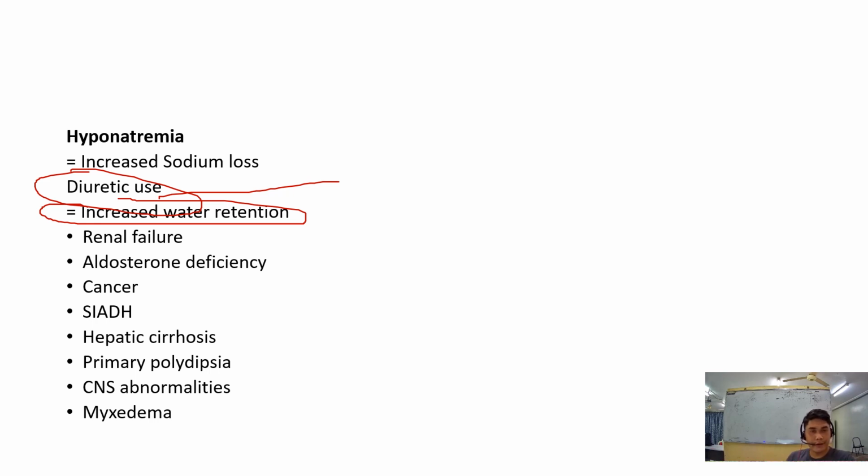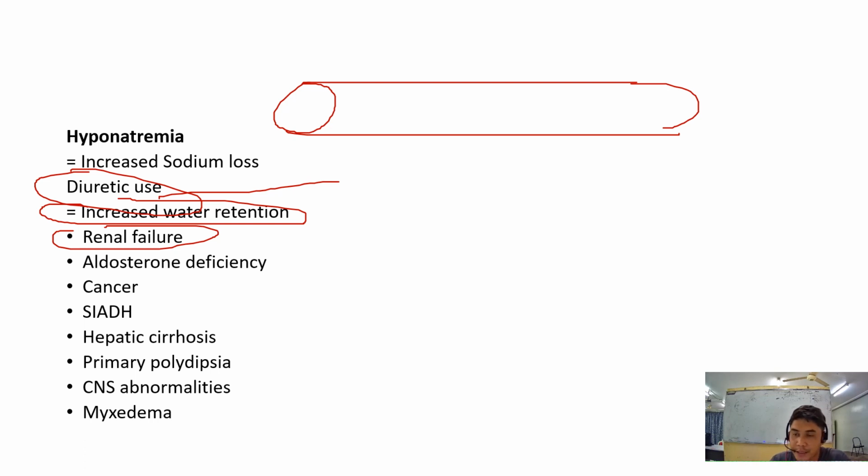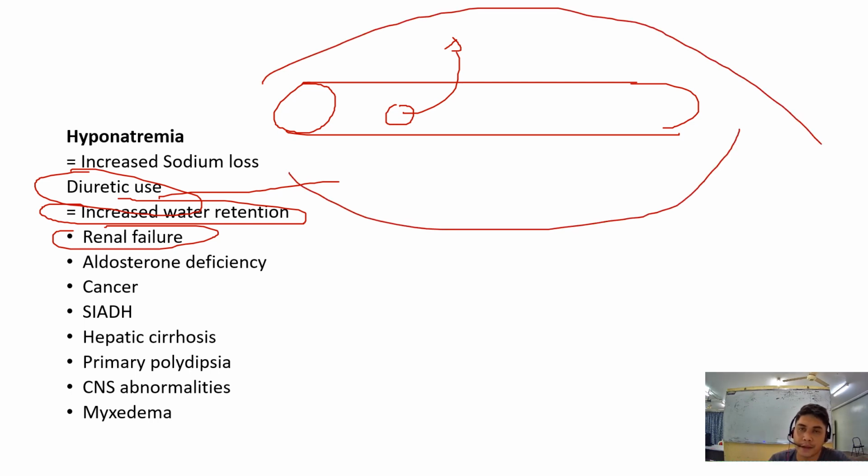So first is renal failure. If this is your blood vessel, inside the blood vessel, that's your intravascular. Outside the blood vessel, that's extravascular. In renal failure, the patient will experience edema or swelling. Why? It's because of the transfer of fluid from intra to extra. So there's accumulation of fluid in the interstitial spaces. That's why there's more inflammation, because of the accumulation of fluid in the interstitial compartment.